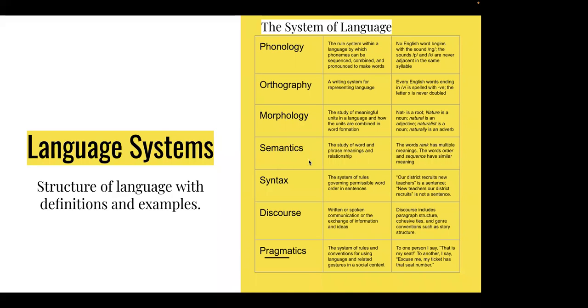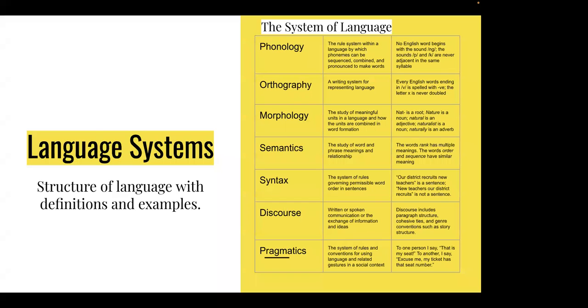Okay, so semantics, the study of words and phrase meanings and relationships. The word rank has multiple meanings. The words order and sequence have similar meanings. So you can say, oh, he was part of the rank and file, or you could say his room smelled rank. And that's a totally different thing. It's semantics. Same word, different meaning, which is semantics.